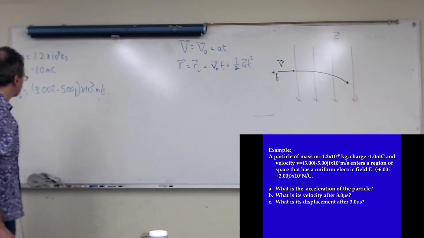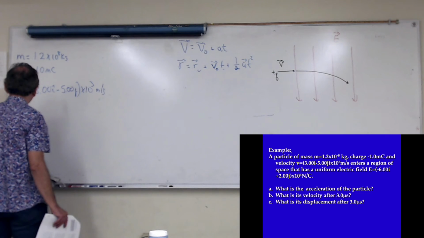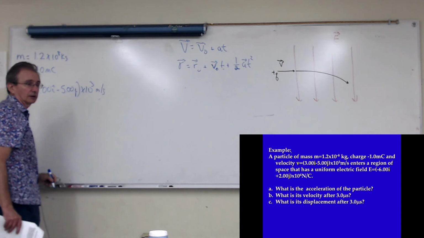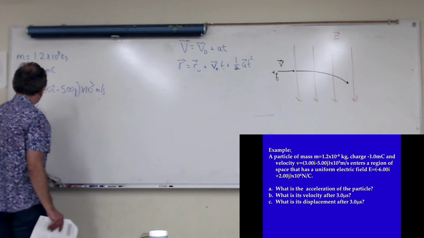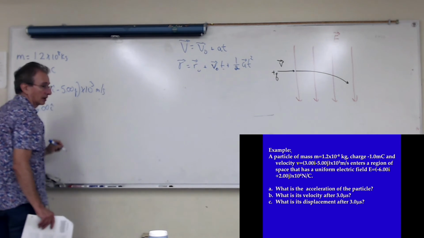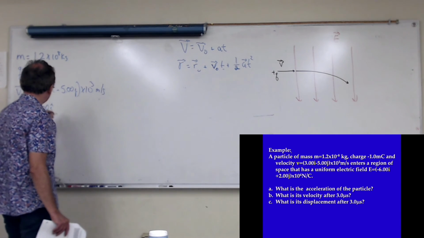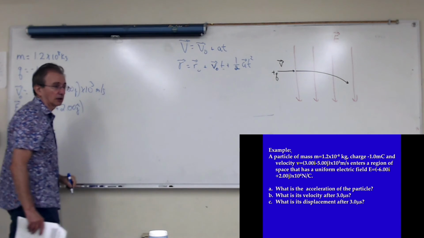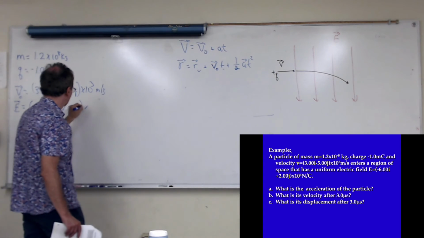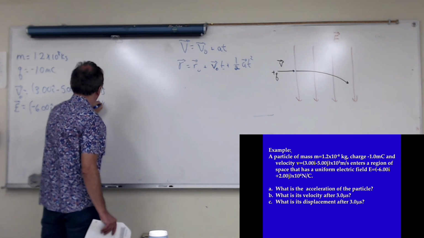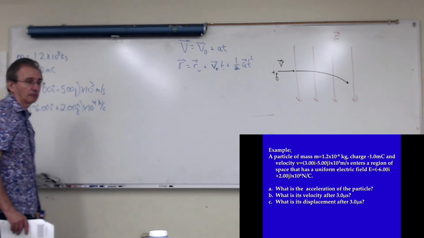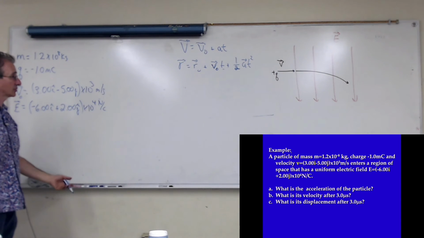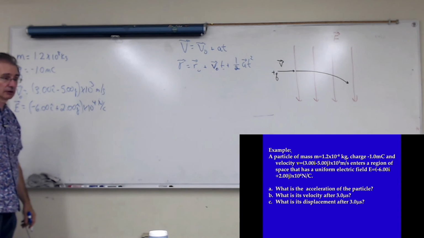The electric field is minus 6.00i plus 2.00j times 10 to the fourth newtons per coulomb. First question is, what is the acceleration of this thing?